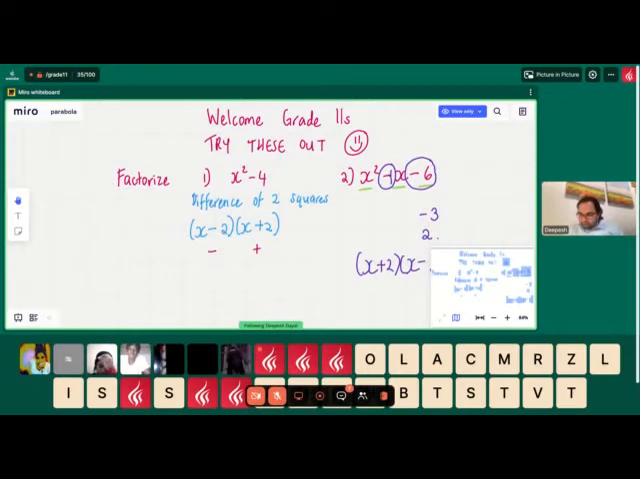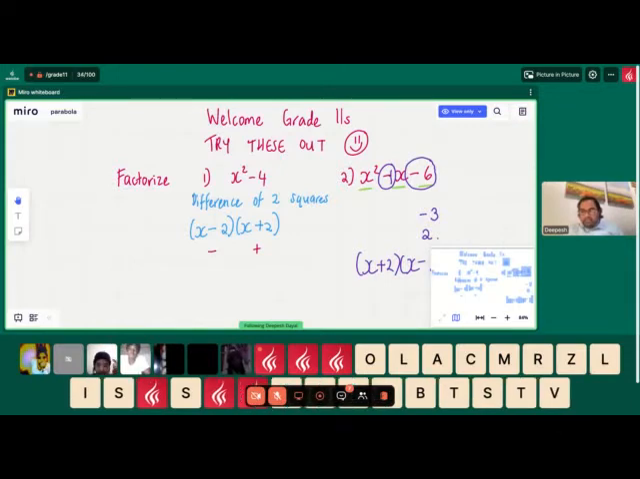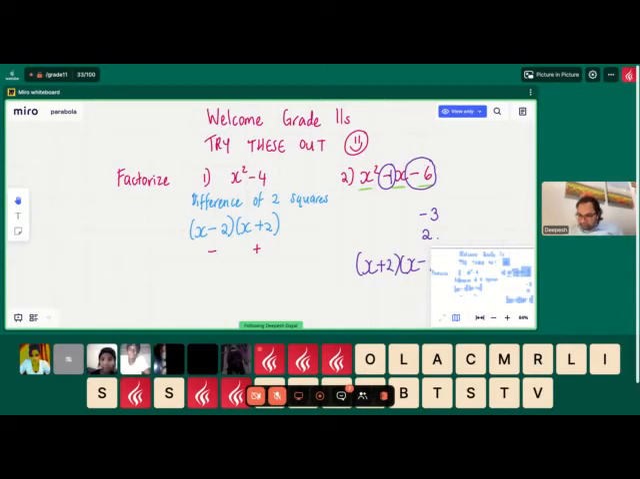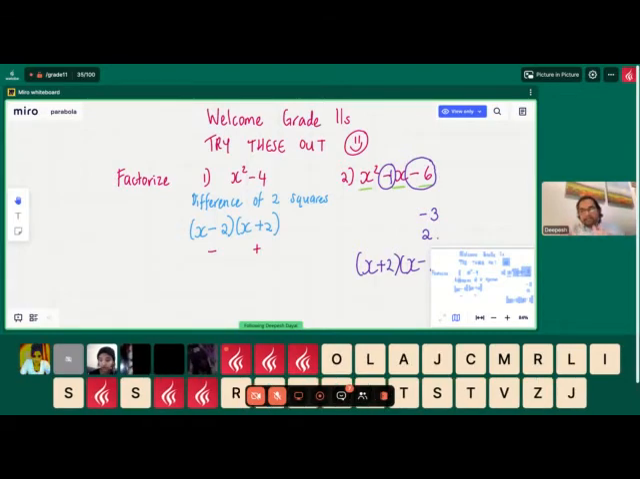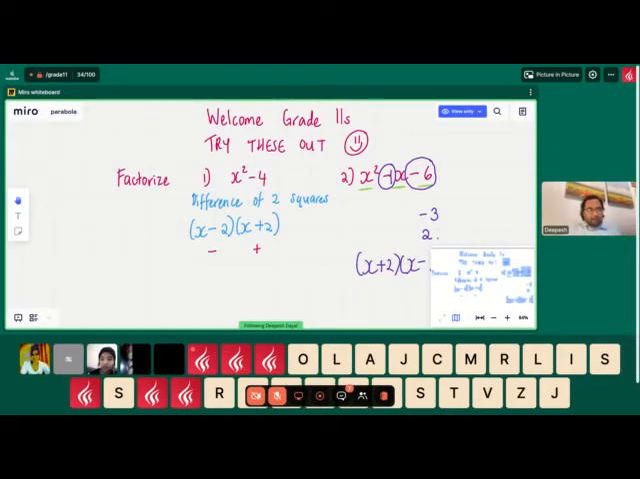Okay. So it's x plus 2 and x minus 3. The signs we've got are plus 2 and minus 3. And remember, this is not an equation, so we don't have it equal to something, or greater or less than or equal to something. It's just an expression, so we're just factorizing it into two brackets.